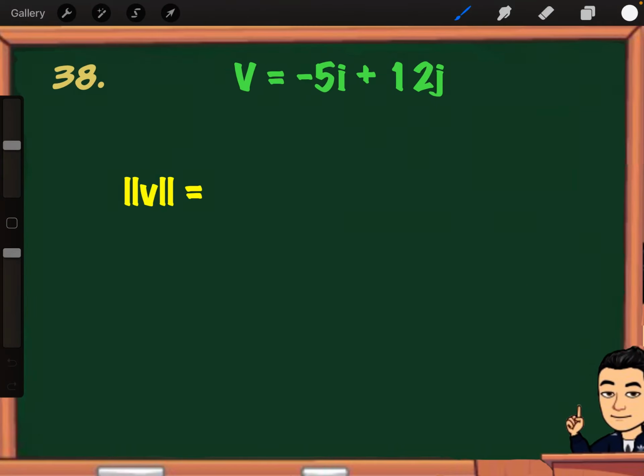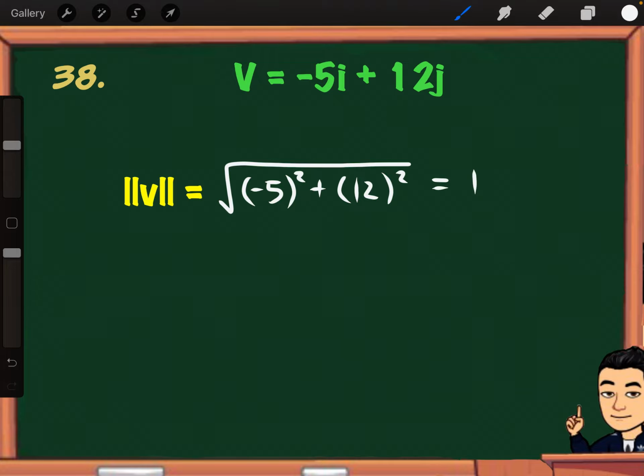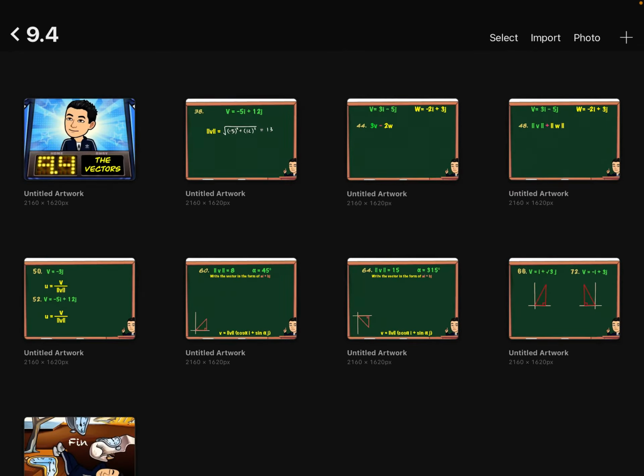So this first question is asking you to find the magnitude of the vector. The magnitude is kind of like the distance in this case. So all you need to do is use the square root, okay? You're going to square the negative 5 plus the square of 12, and then square root everything, and you're going to get the magnitude equals 13. Okay, so let's look at number 44.